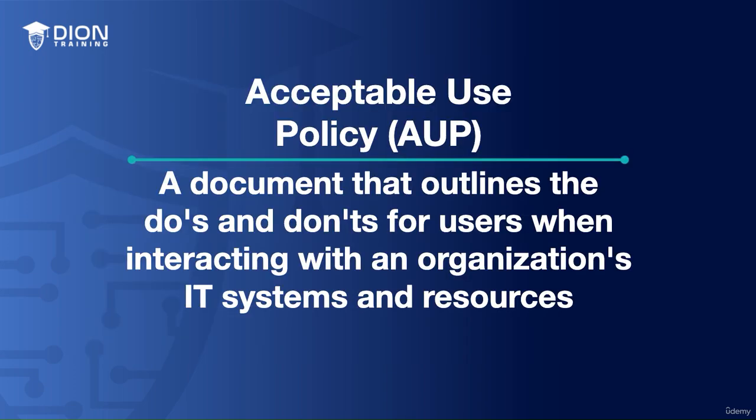First up, acceptable use policy. An acceptable use policy, or an AUP, is a document that outlines the do's and don'ts for users when interacting with an organization's IT systems and resources. It sets boundaries for appropriate use, aiming to protect the organization from legal issues and security threats. For example, an AUP might prohibit users from visiting potentially dangerous websites, downloading unauthorized software, or using company resources for personal gain. By clearly defining what is considered acceptable, an AUP helps maintain a safe and productive IT environment.